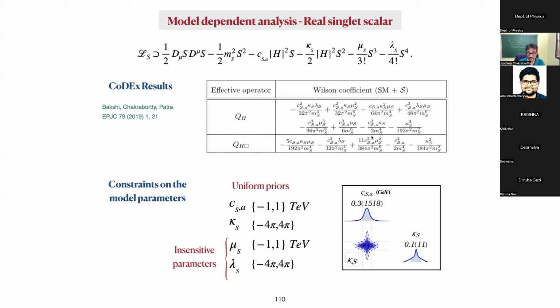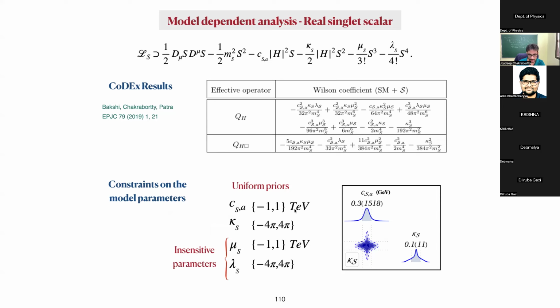Now you can see the Wilson coefficients are functions of c_S, kappa_S, mu_S, and lambda_S. All the 4 parameters are there. But as I was telling you, you should not be fooled by the analytic expression of the Wilson coefficient, and while performing the data analysis, one has to be very careful. So that's what we did actually.